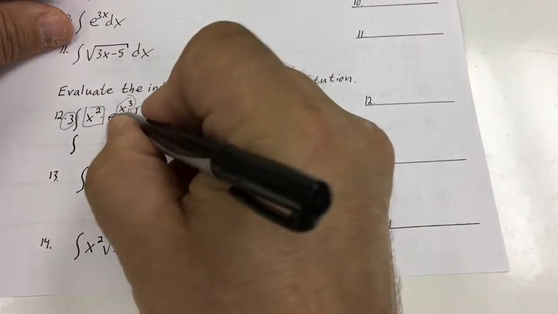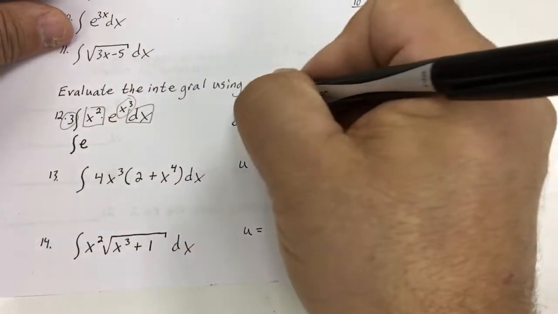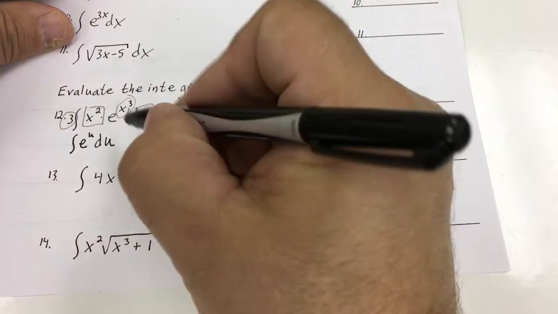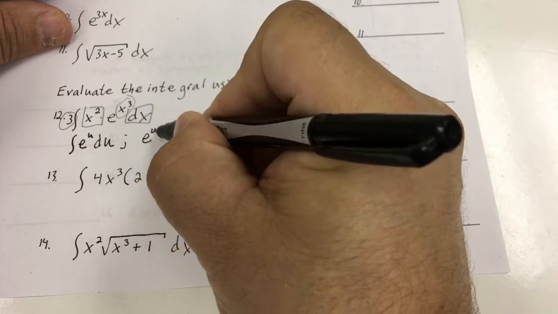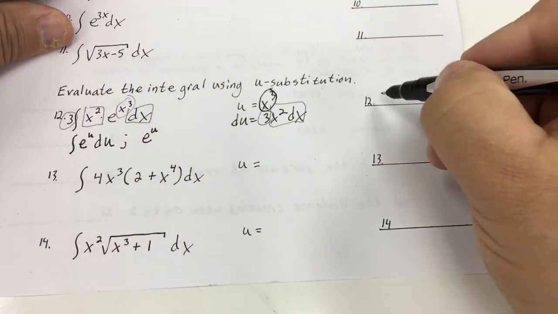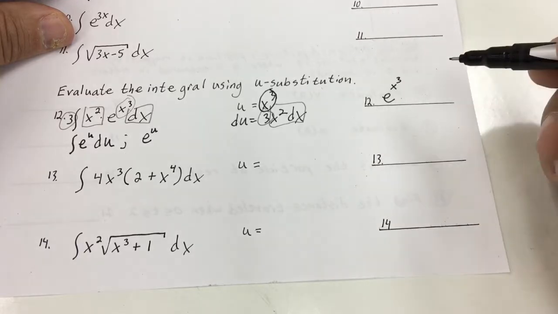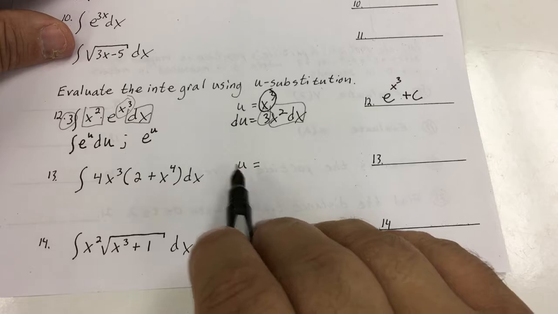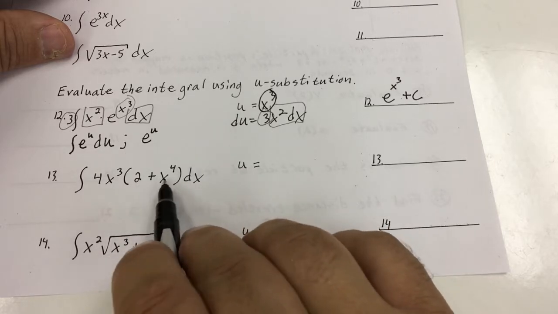And that's going to give me e to whatever I let x to the 3rd equal, u. Now I'm in what we call the u world. And the antiderivative of e to the u du is going to be e to the u. I'm not going to put my plus c until I back substitute in the x cubed. So this is going to give me e to the x cubed plus c.